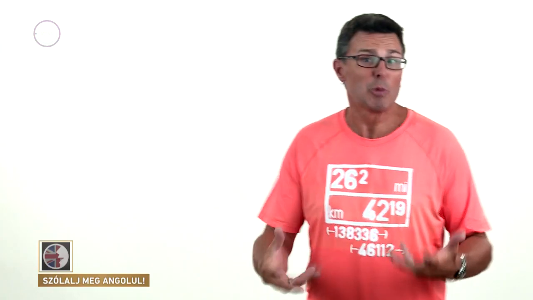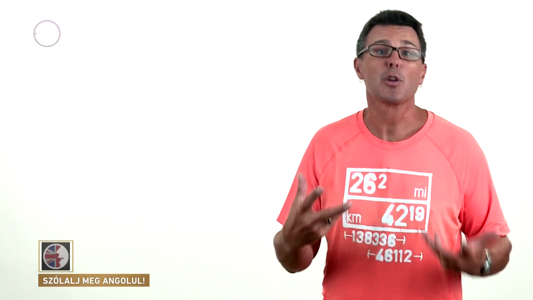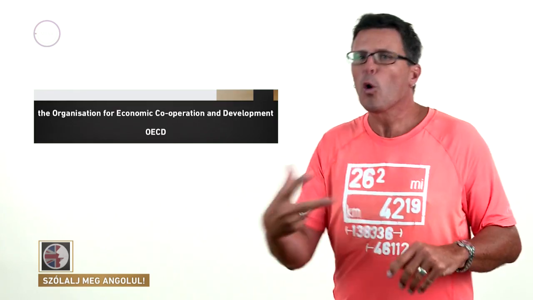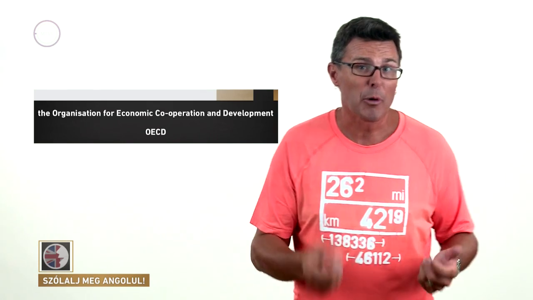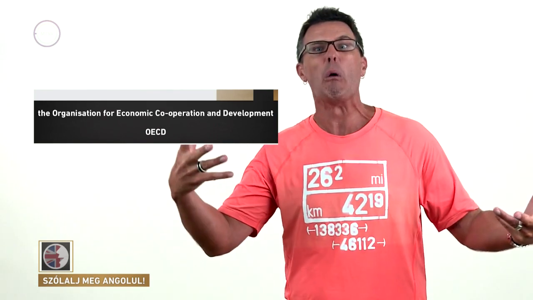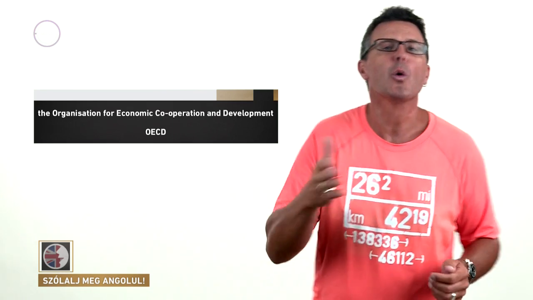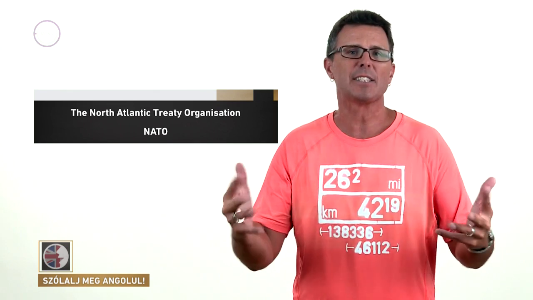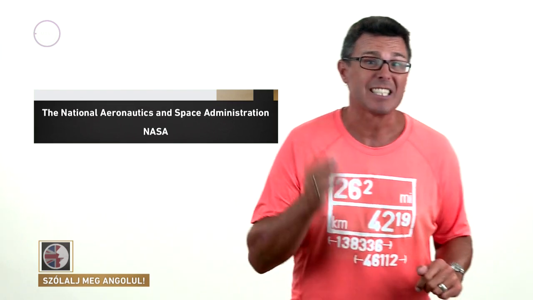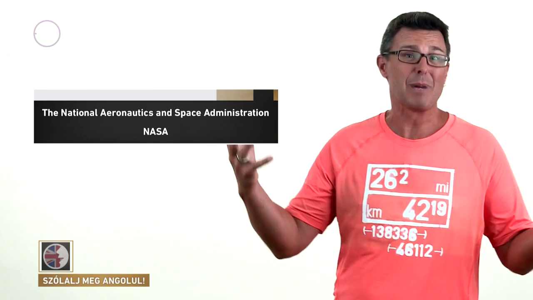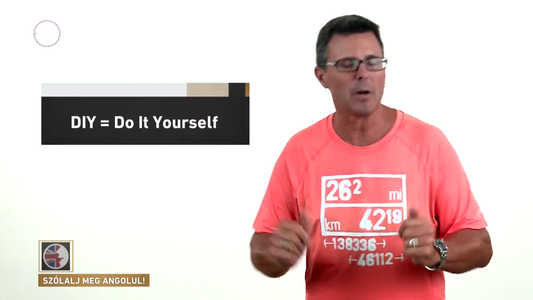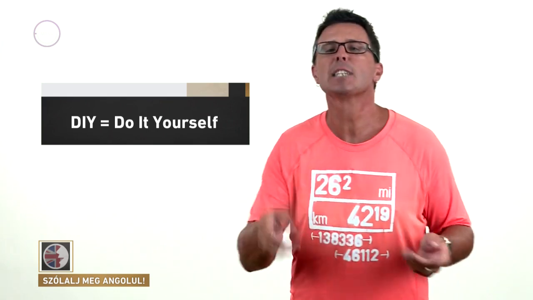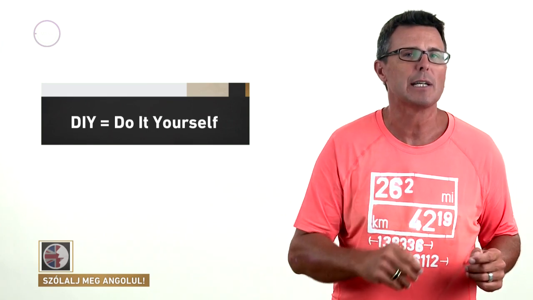Acronyms are words which we make from the initial letters of other words. We use the initial letters to make a shorter word. The Organization for Economic Cooperation and Development is a big mouthful. So normally we just say OECD. The North Atlantic Treaty Organization? NATO. The National Aeronautics and Space Administration? Far too much of a mouthful. NASA. Okay, well, just like those, DIY is an acronym, but the initials stand for Do It Yourself.